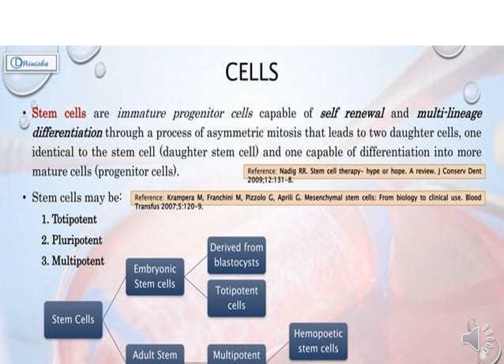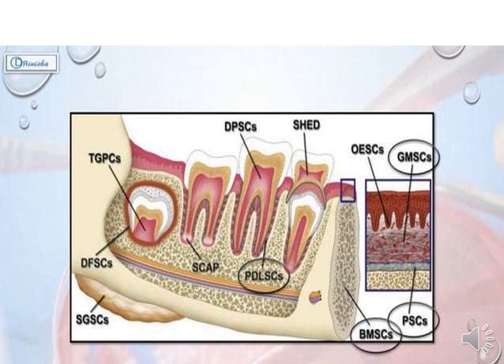The embryonic stem cells are derived from the blastocyst and are totipotent cells. The adult stem cells are multipotent cells, and they include hemopoietic stem cells. The stem cells can be totipotent, pluripotent, or multipotent. So this is the diagrammatic representation of stem cells. Dental pulp stem cells are present, SHED is present, then you also have periodontal ligament stem cells, SCAP is present, and dental follicle stem cells are present.